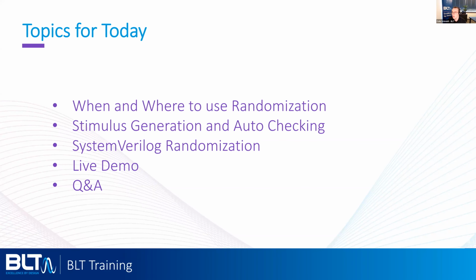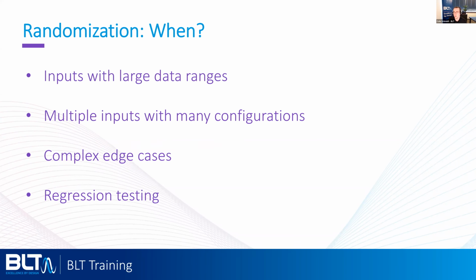And so with that, we're going to get into when to use randomization. There are four main arguing points for using randomization. The first is when you have inputs with large data ranges. If you have inputs that could range over millions of values, once you get up into 20 and 30-bit inputs, especially with multiple inputs of that size, especially with math pipelines and that sort of thing, you want to make sure that you're covering as many bases as you possibly can.